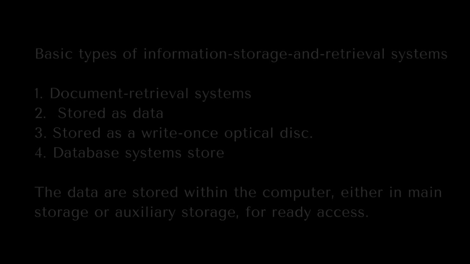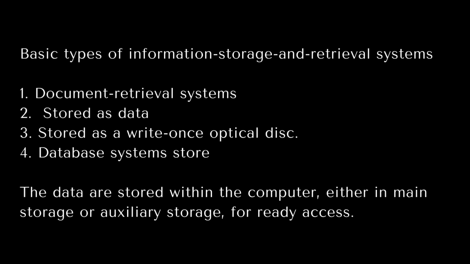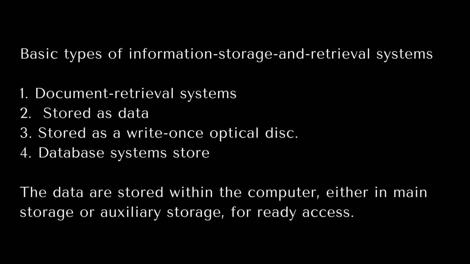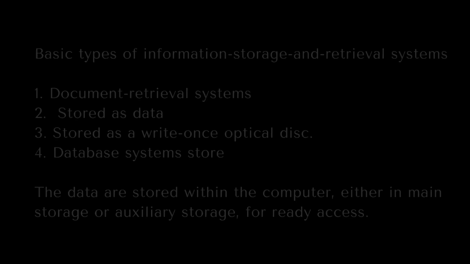Database systems store the information as a series of discrete records that are, in turn, divided into discrete fields, for example, name, address, and phone number. Records can be searched and retrieved on the basis of the content of the fields, for example, all people who have a particular telephone area code. The data are stored within the computer, either in main storage or auxiliary storage.